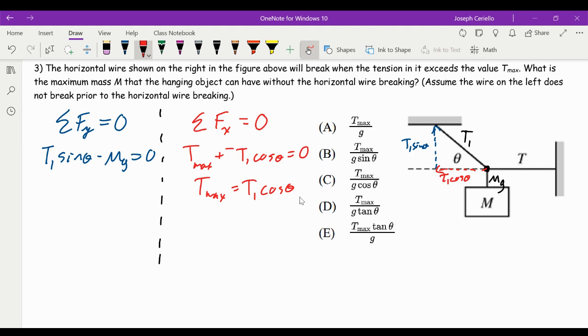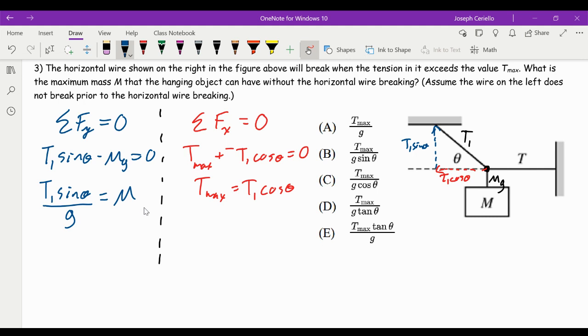Okay, so now we're solving for the maximum mass. Of course, we're solving for the mass, not solving for attention. So let's isolate m in the left-hand equation. It's important to know what you're actually solving for. So we have T1 sine theta over g equals our mass.